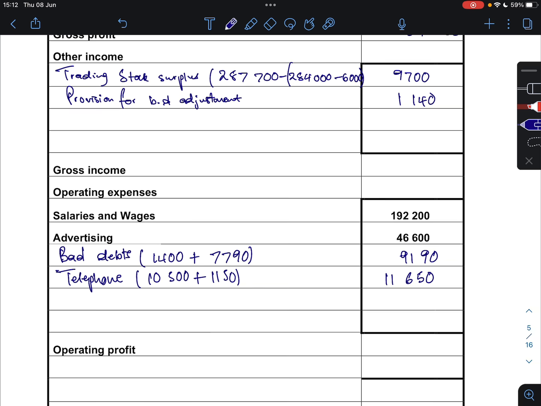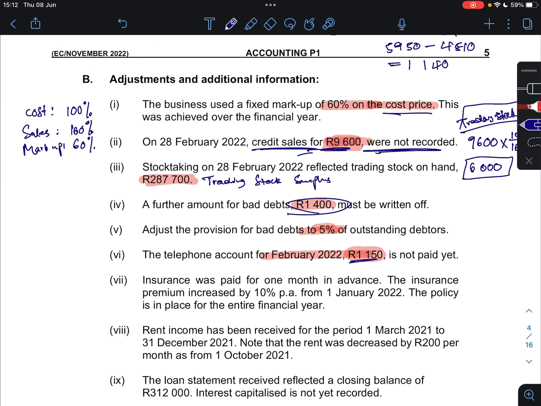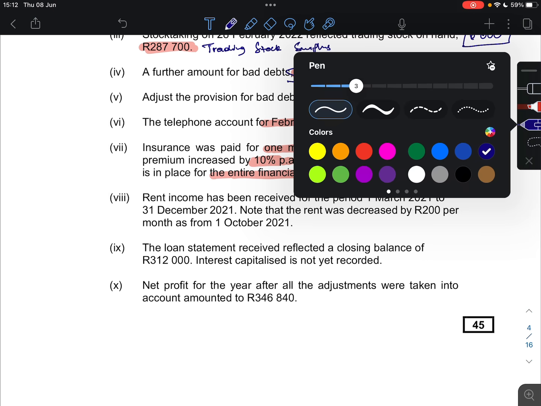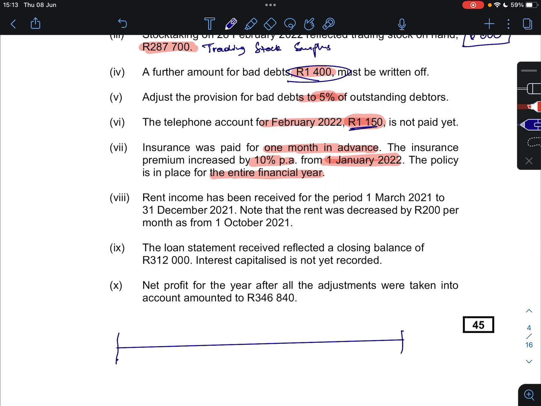All right, and now we move on to the next adjustment, which talks about insurance. Insurance was paid for 1 month in advance. The insurance premium increased by 10% per annum from 1 Jan 2022. The policy is in place for the entire financial year. This is the type of adjustment where you would like to draw your timeline. Our financial year ends on the 28th of Feb 2022, which means it started on the 1st of March 2021, and then this is Feb 2022. So we have April, May, June, July, August, September, October, November, December, Jan.